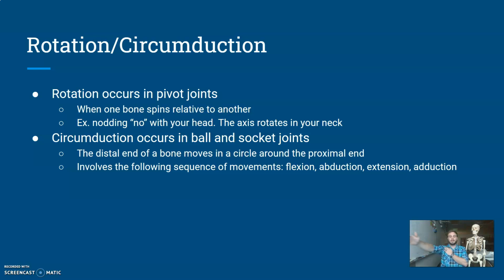And then I'm going to abduct. And then I'm going to extend, opposite of flexion, moving my shoulder back. And then I'm going to adduct back to the midline of my body. So you do it all at once. Really what you're doing is arm circles or hip circles, depending on which ball and socket joint you're doing. But it's I flex, I abduct, I extend, and then I adduct, all going in sequence here. That is circumduction. So those are the 6 pairs of joint movements that we'll talk about in class.